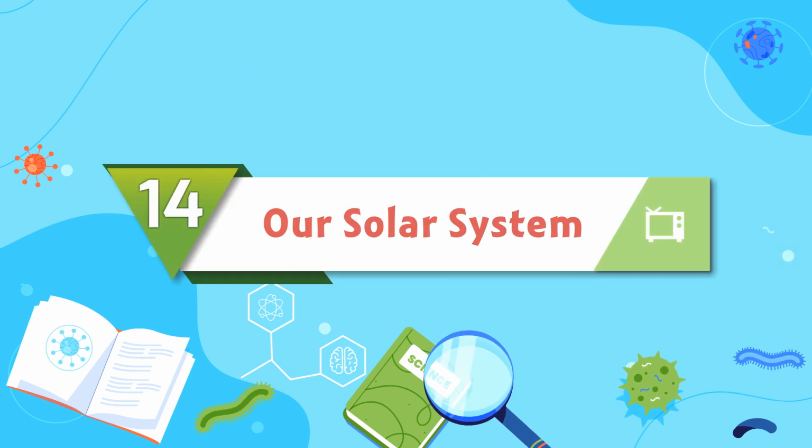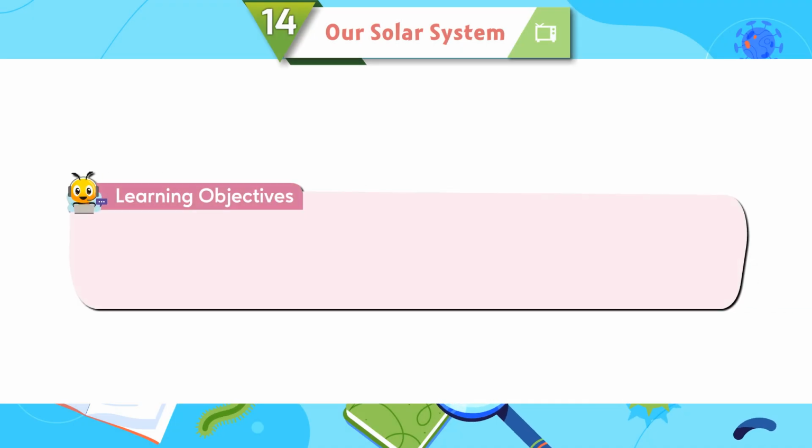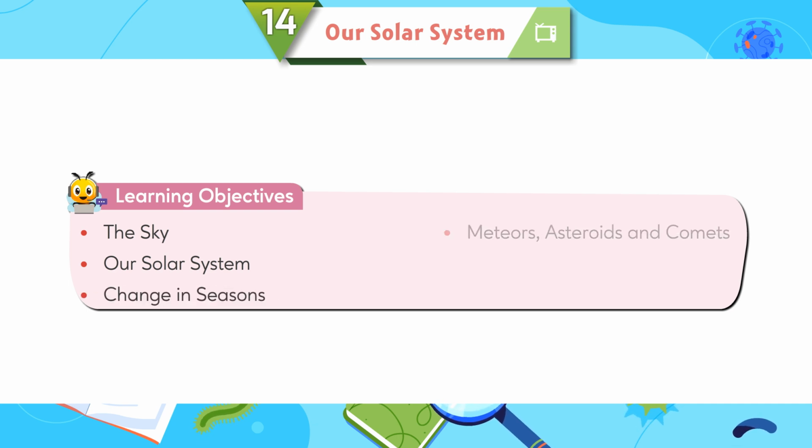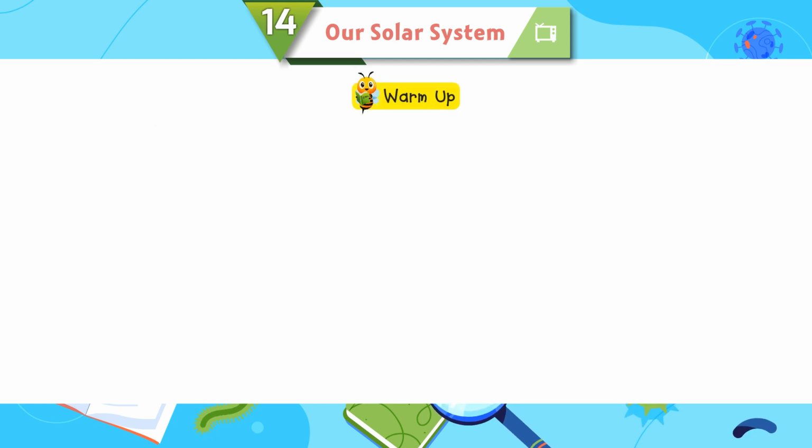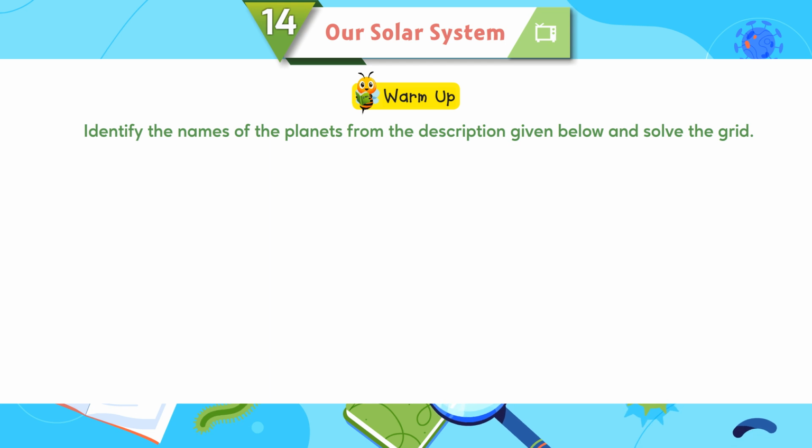Chapter 14, Our Solar System. Learning Objectives: The Sky, Our Solar System, Change in Seasons, Meteors, Asteroids and Comets, the Earth. Warm-up: Identify the names of the planets from the description given below and solve the grid.